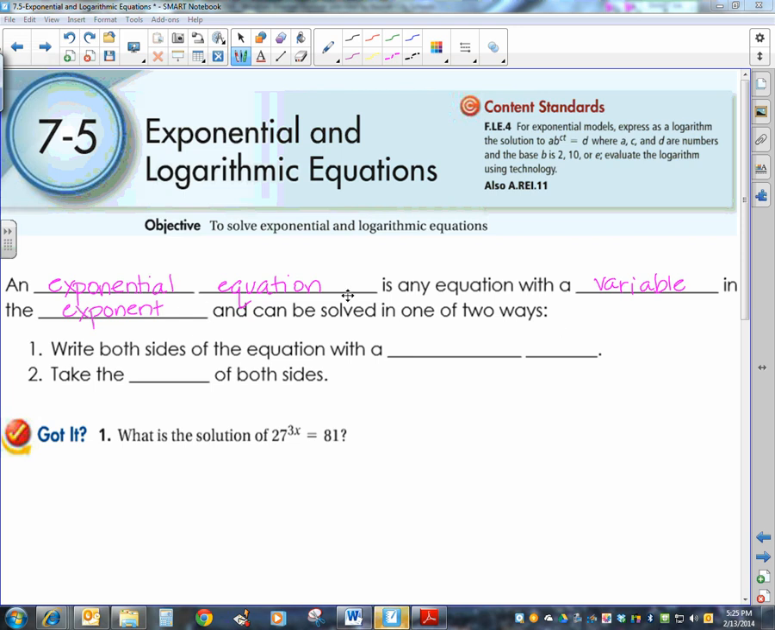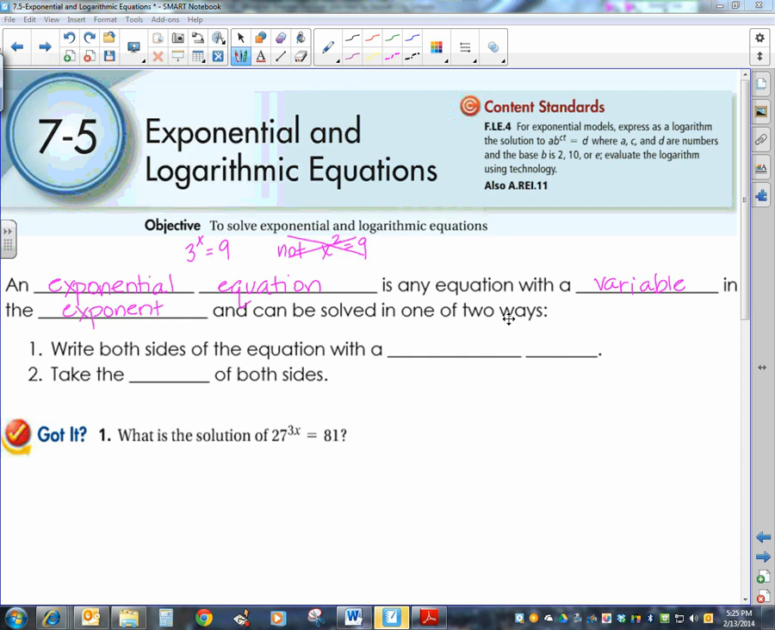So before I talk about which way it can be solved, think about what an exponential equation is. Something like 3 to the x equals 9. My variable is in the exponent. It is not something like x squared equals 9. So that is not the type we're working on right now. We're working on the kind that have the variable up in the exponent.